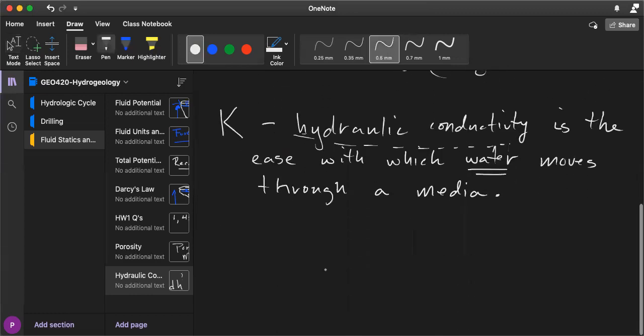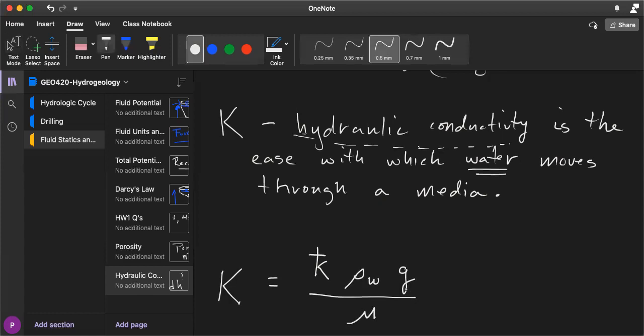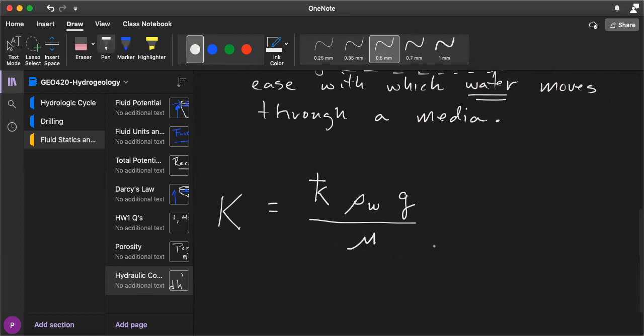And so we can break hydraulic conductivity up into this expression. So this is little k. I'm going to put a cross through little k as a way to help distinguish little k from big K. Okay? K = ρ_water g / μ. All right, and now let's talk about what these all are.